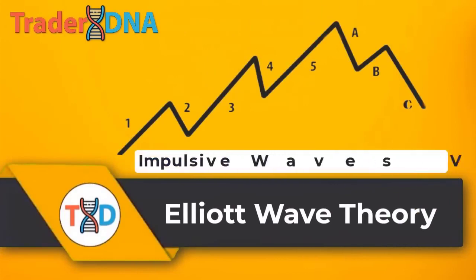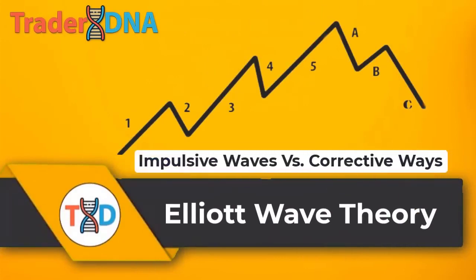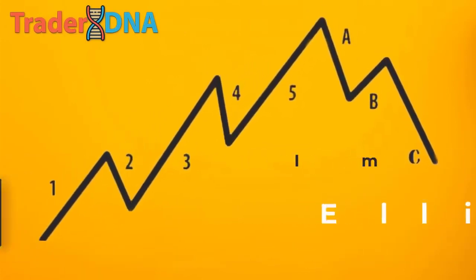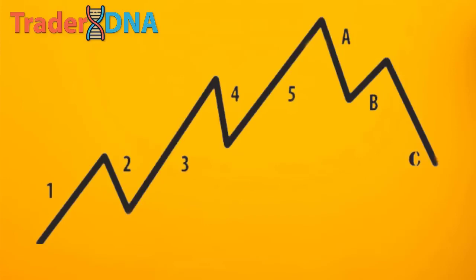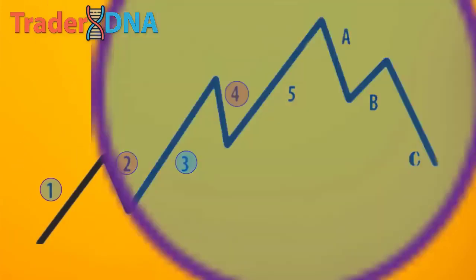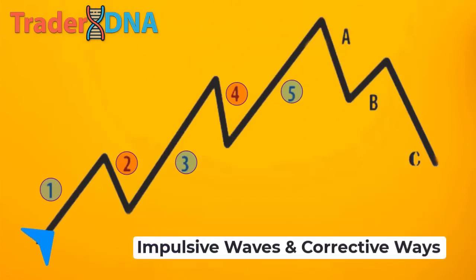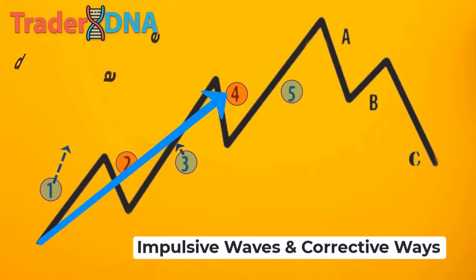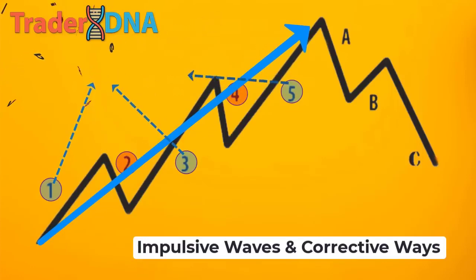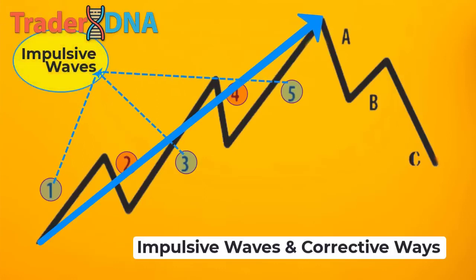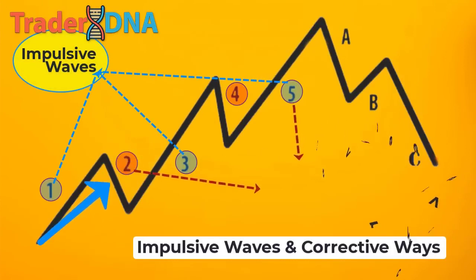Elliott wave theory: impulsive waves versus corrective waves. The Elliott wave theory is a technical analysis approach that involves observing a pattern of 5 consecutive waves before making trading decisions. The theory distinguishes 2 types of waves: impulsive and corrective waves. First, impulsive waves move in the same direction as the overall trend, and they reinforce the trend. Second, corrective waves move against the overall trend and occur in a series of 5.